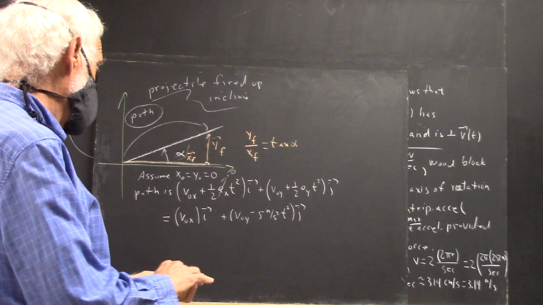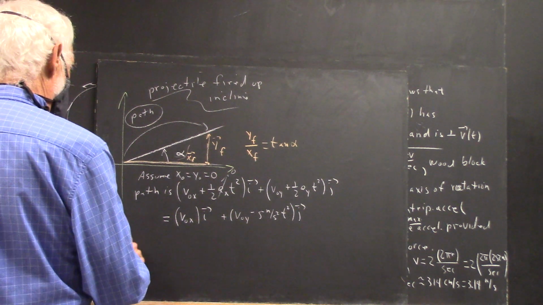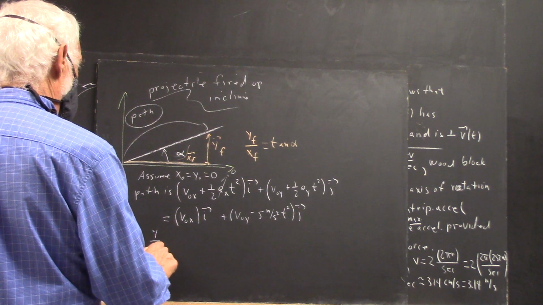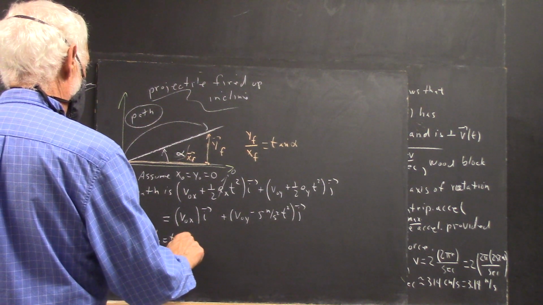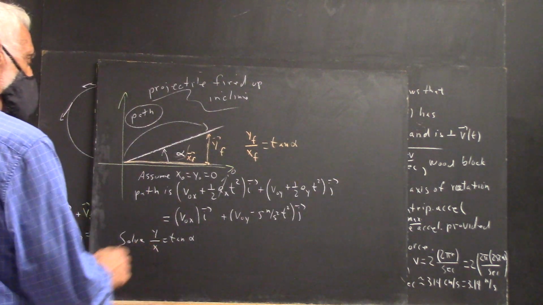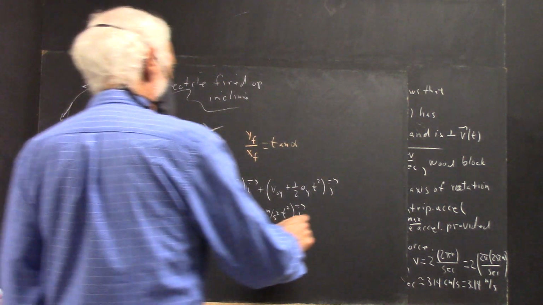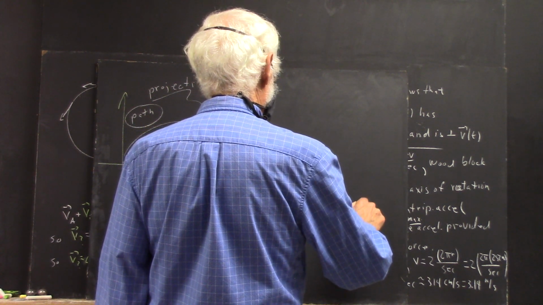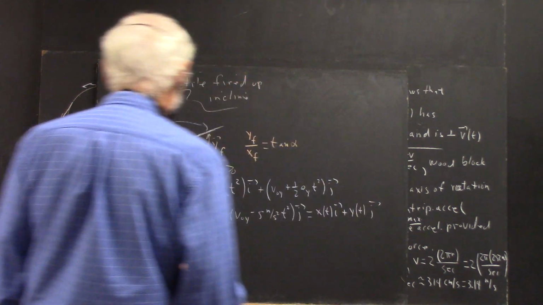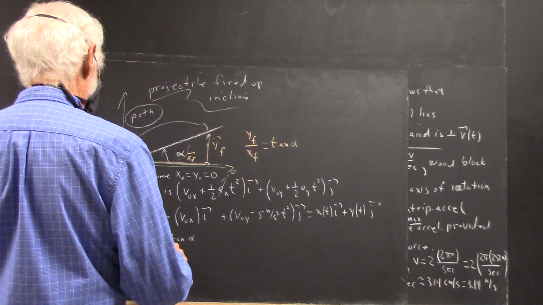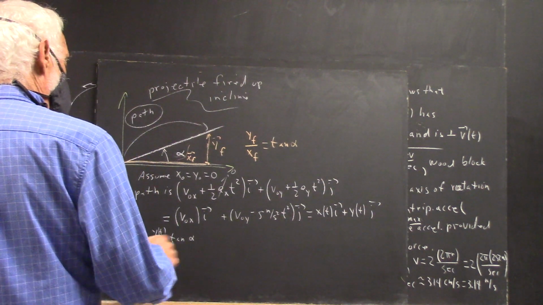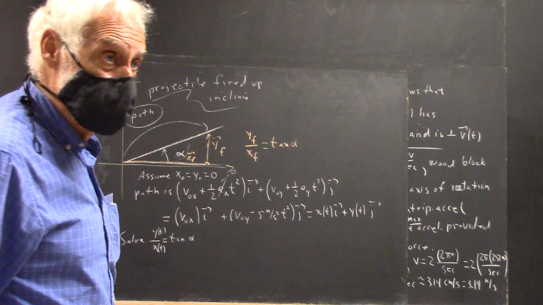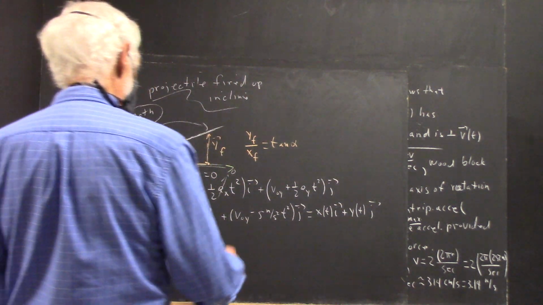Okay, so solve y over x is tangent of theta. So this equals x of t i plus y of t j, and we could put y of t over x of t equals tangent of theta, tangent of alpha. You get a very simple equation.